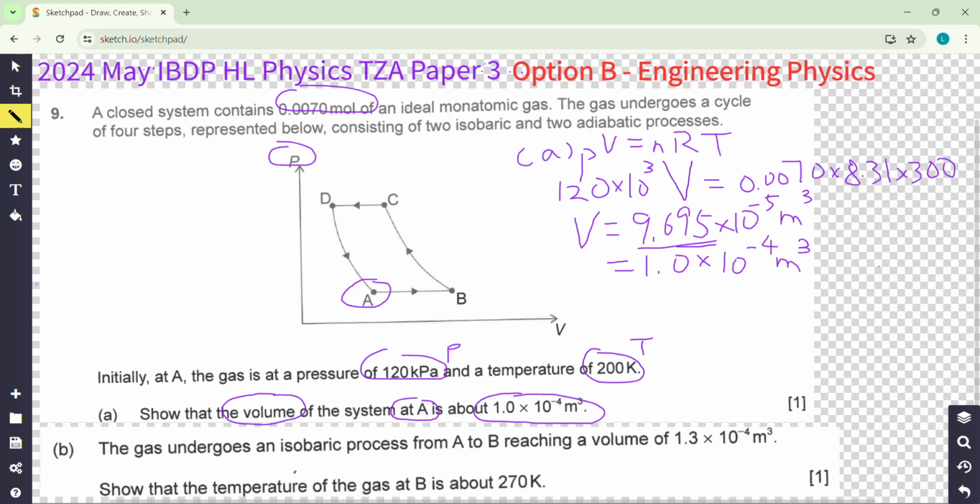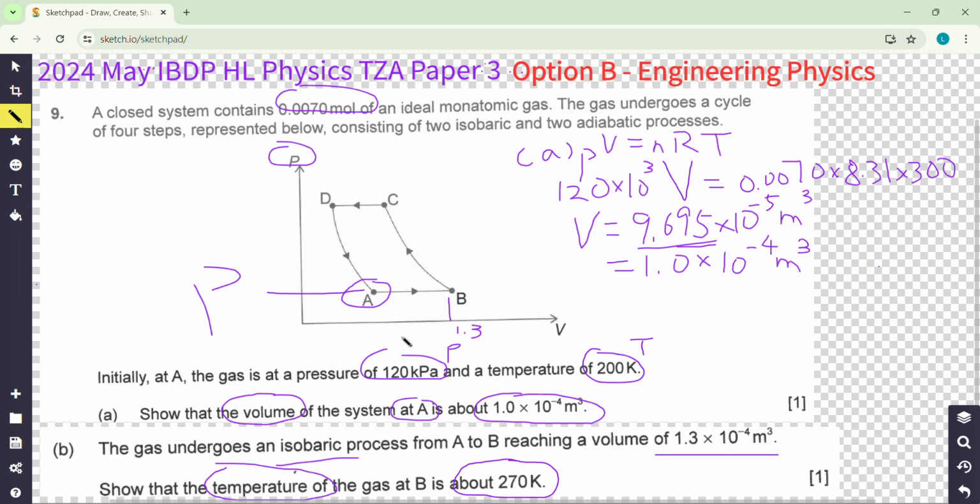So next part, the gas undergoes an isobaric process, same pressure, so it's a horizontal line, from A to B, reaching a volume of 1.3. Show that the temperature of the gas at B is about 270 K. So this is the unknown.